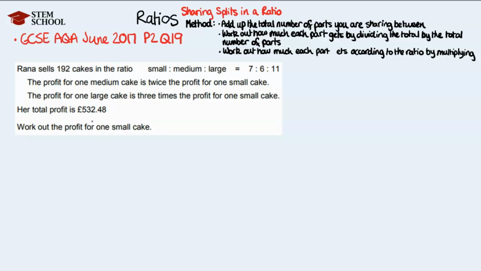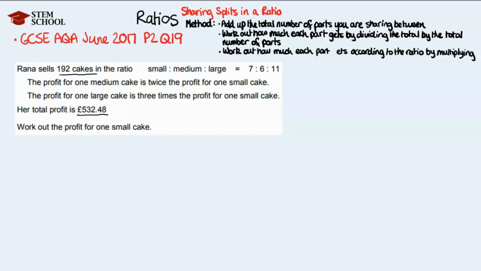So this is admittedly more complicated than the examples we've just done. So let's break this down. What we can see is that we've got two totals mentioned, which is 192 cakes and £532.48 profit.